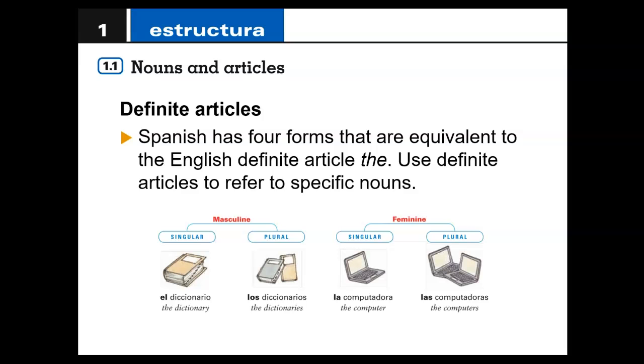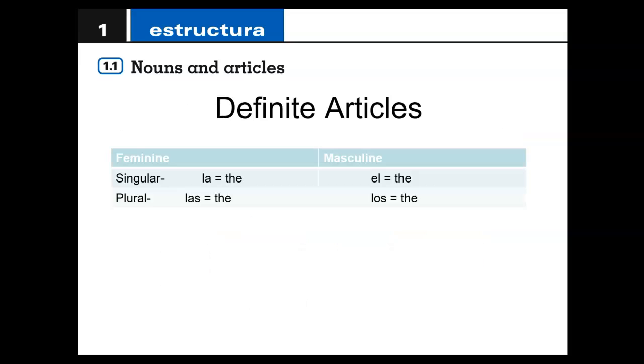Then you have your feminine form of the in Spanish. This is going to be la computadora. Notice it's singular and it is feminine because it ends in -ora. So it's the computer. Then you have las computadoras. Again, this is the plural form of the, the computers. So remember there are four forms: el and los for masculine, la and las for feminine. That's all the four ways that you would say the in Spanish.